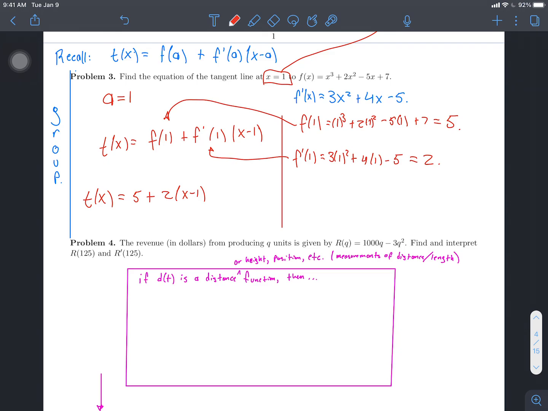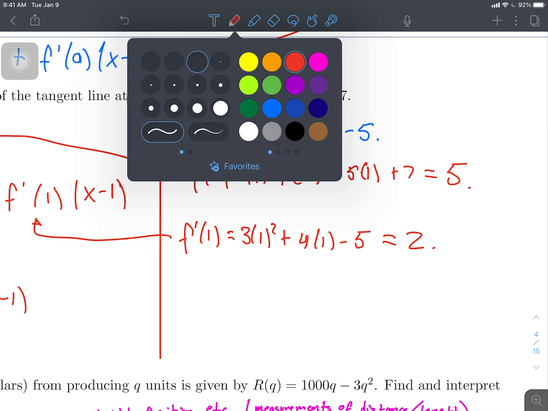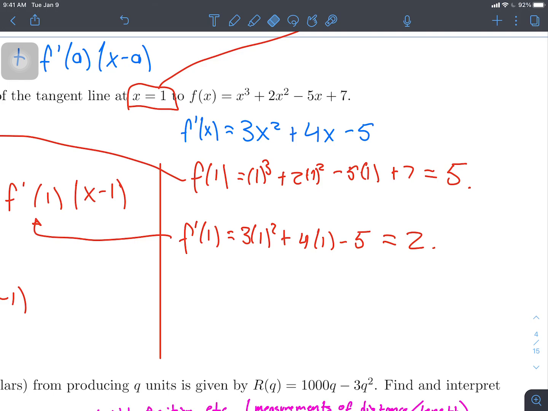Yeah, Eli. Is it minus 5 for the derivative of x because the 7 is constant, so it goes to 0? Yeah, exactly. That's a great point. So maybe I should have put a plus 0 here, right? So we would add that derivative of 7, but since it's 0, we usually just don't write it. Great question. Any other questions?